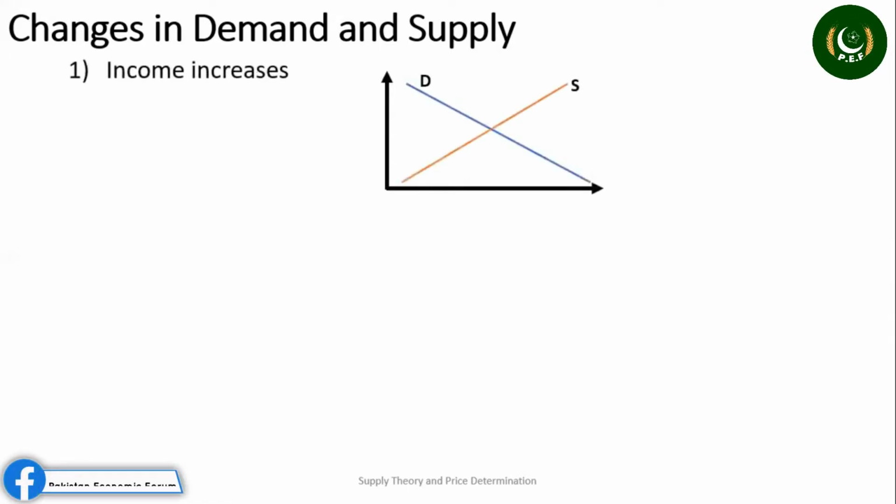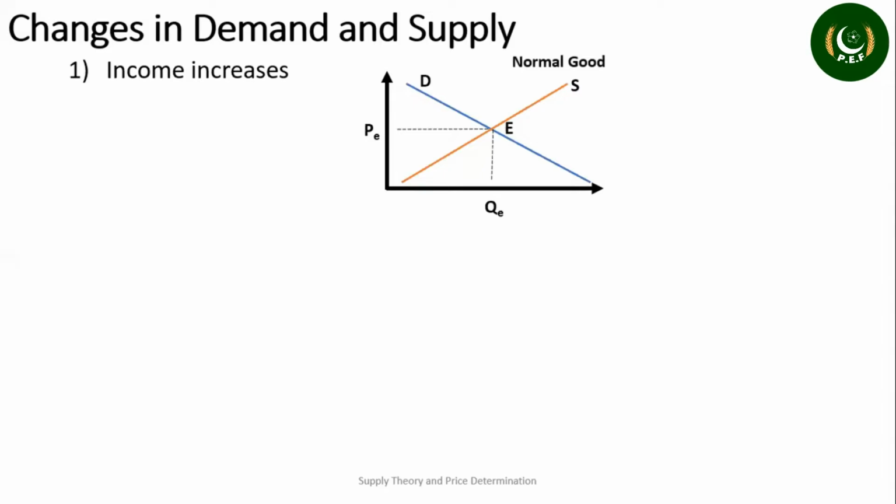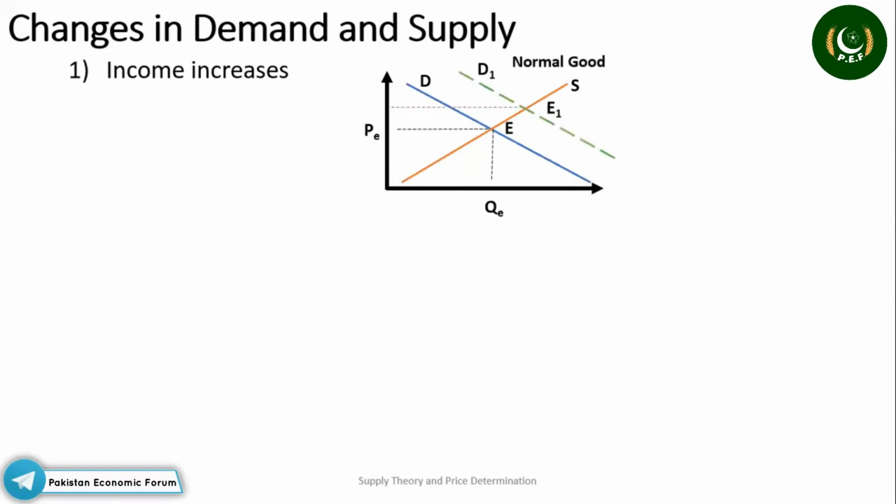Let's assume that the market is in equilibrium at point E. The income of the consumer increases. In this case, demand will change. And we know that for normal goods, an increase in income results in an increase in demand. This will result in shifting the demand curve to the right, that is from D to D1.